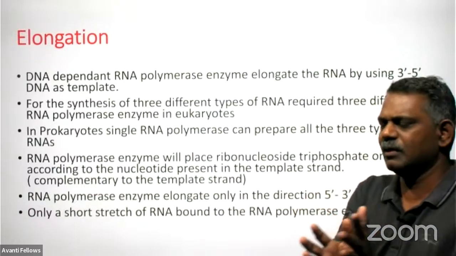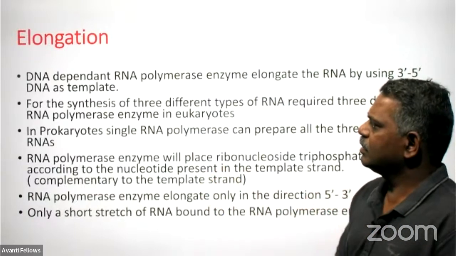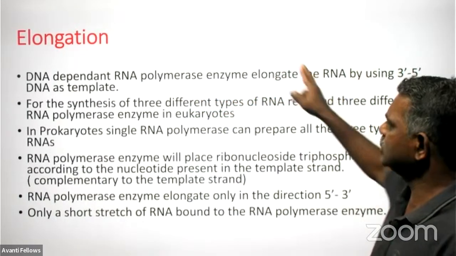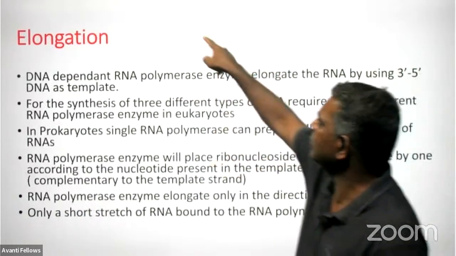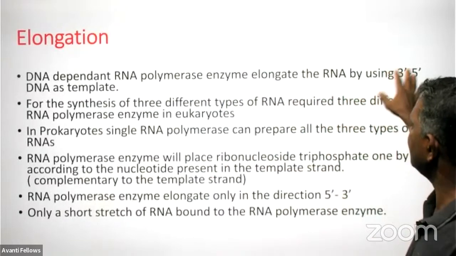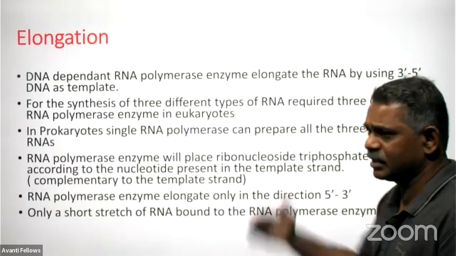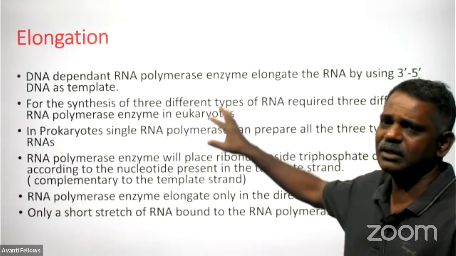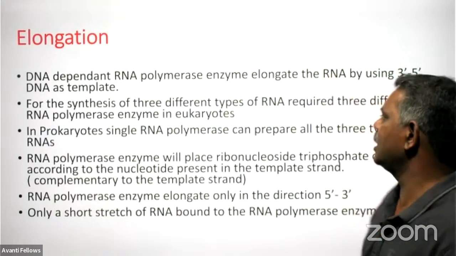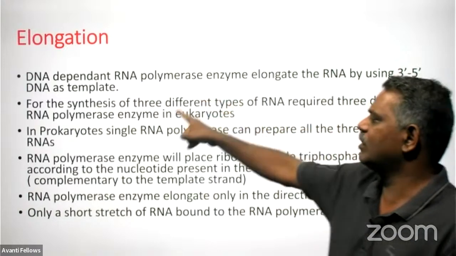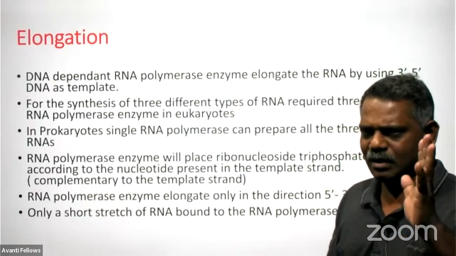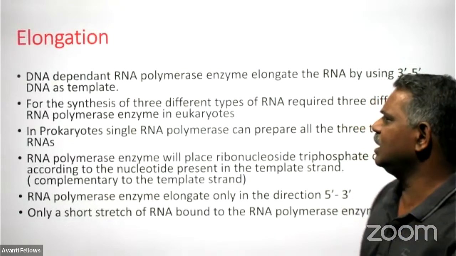See, after initiation, here for elongation, the DNA-dependent RNA polymerase enzyme, as I told you, elongates the RNA by using the 3' to 5' DNA as a template. There are two DNA strands here, and the 3' to 5' strand acts as the template. The other one is the coding strand. For the synthesis of the three different types of RNA, tRNA, rRNA, and mRNA, three types of RNA polymerase enzyme are required: RNA polymerase 1, 2, and 3, right?